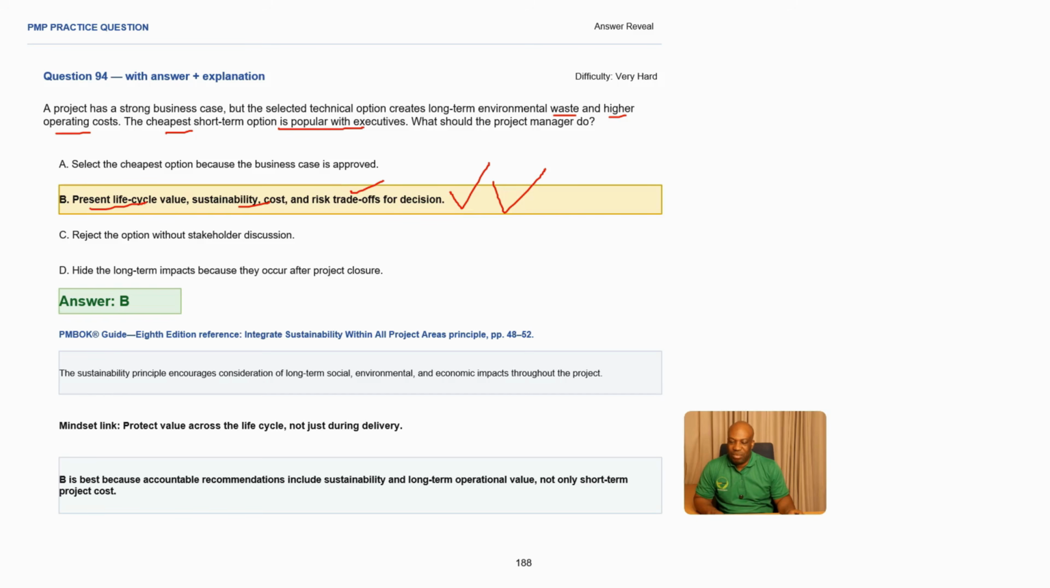So how do we link it back to our PM book? We integrate sustainability within processes, which is on page 48. And the best mindset to apply in this particular scenario is to protect the value across the life cycle, not just during delivery. So value must be protected throughout the project life cycle, not just during delivery, okay? And B is the best answer because accountable recommendations include sustainability and long-term operational value, not only short-term value. So making B the best answer here.